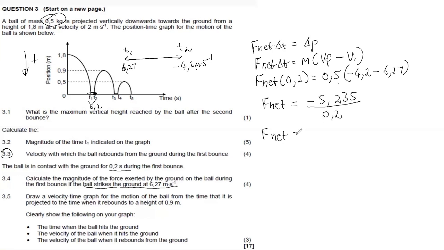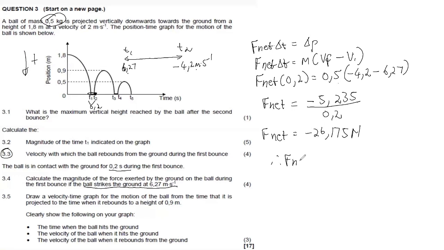Now our net force is equal to negative 26.175 newtons. So we do understand that the negative here indicates that the ground will be exerting an upward force on the ball. So remember, according to Newton's third law, when the ball coming from above exerts a downward force on the ground, the ground needs to exert the same magnitude of force, but in the opposite direction. So meaning it's exerting that force in the upward direction. Hence we have this, right?